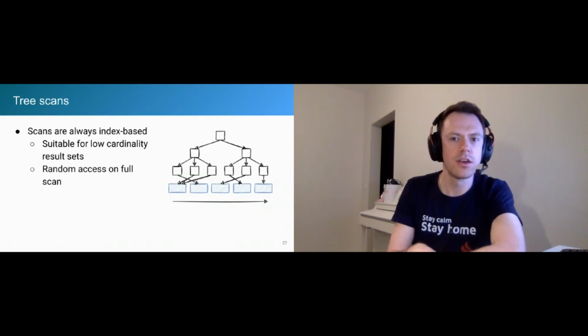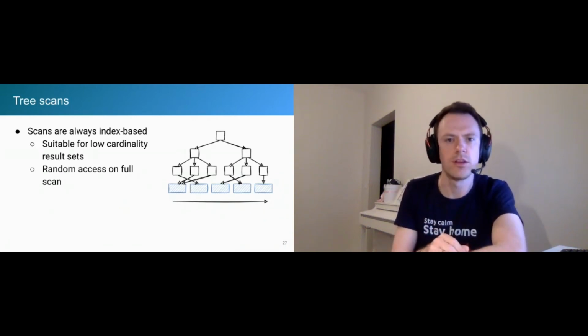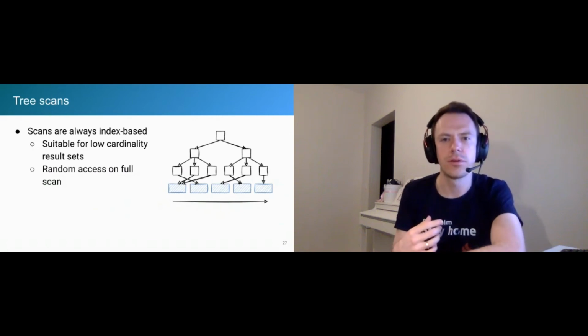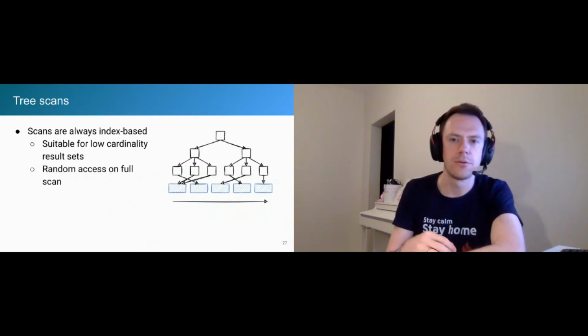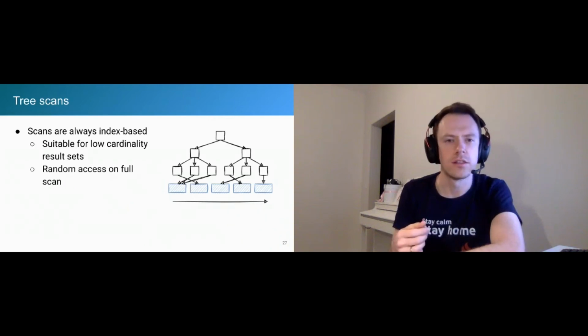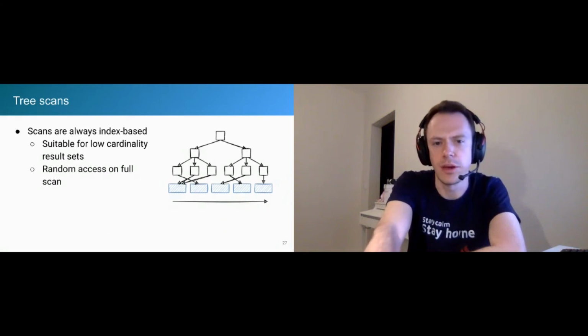Another thing related to the ARIES implementation specifics is that tree scans, the data scans, are always index organized. This means that when you scan a large amount of data, you may end up reading the same pages over and over again. Of course, this would be an important optimization to avoid these duplicate page accesses.